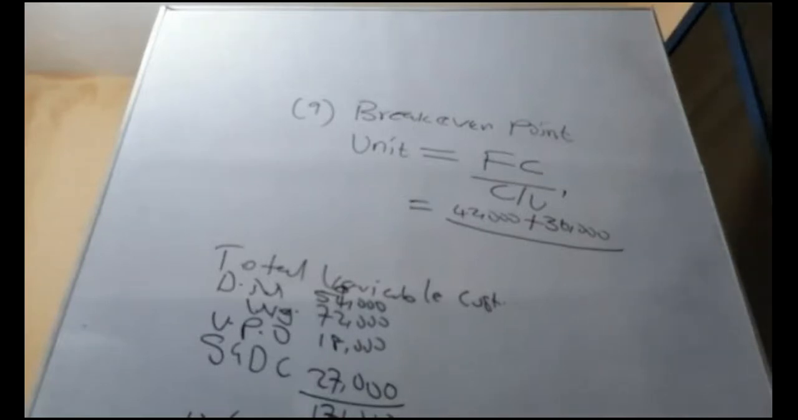So contribution per unit is what? You had 16. What's the variable cost? Okay, the variable cost is 19. Okay, it must go down, sorry.